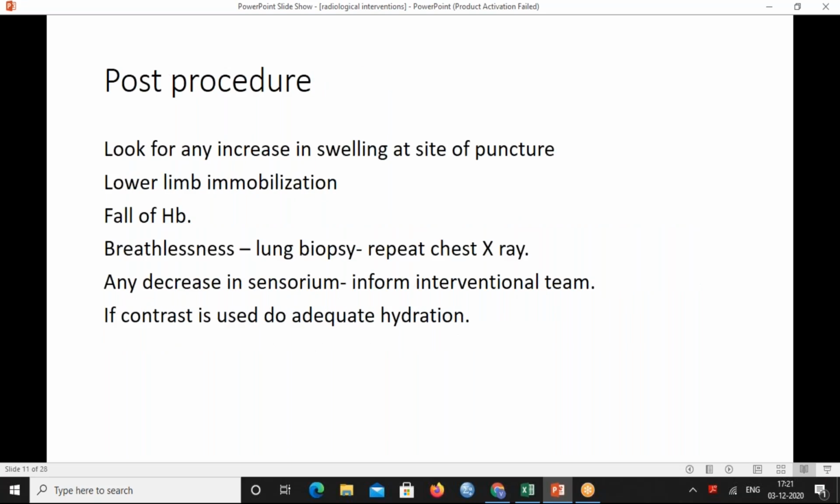And not only the pre-procedure planning is there, we also have to look for the post-procedure, like any increase in swelling at the site of puncture. Any increase in swelling at the site of puncture should be looked for.